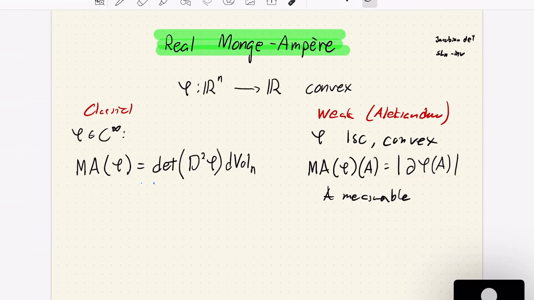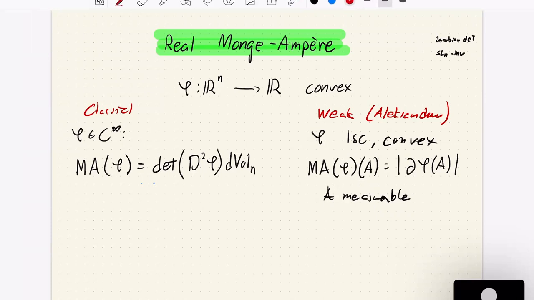Should I say upper semi-continuous? Yeah, there could be an issue. You can think about continuous, definitely. In general, you could allow it to take infinite values, in particular on the boundary of your domain. If you have a domain, you want it to be lower semi-continuous.